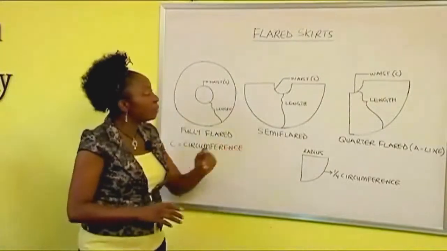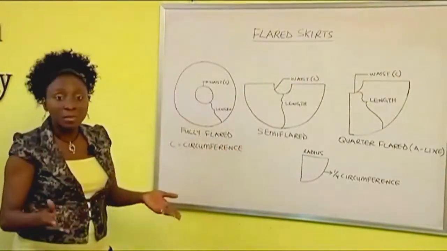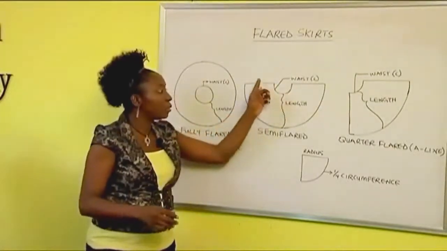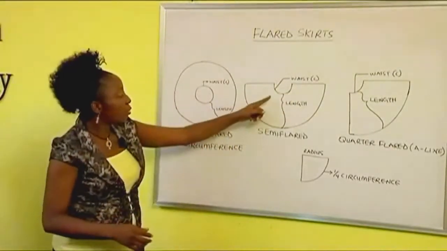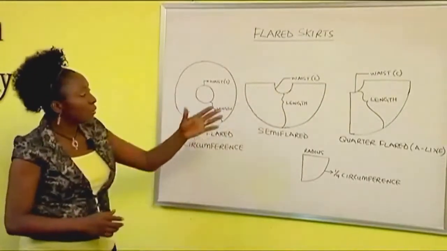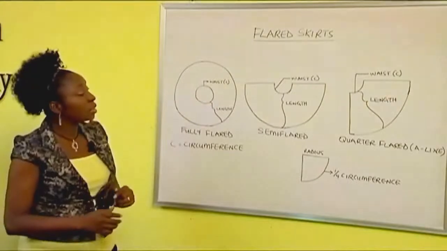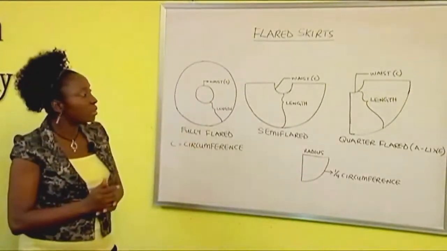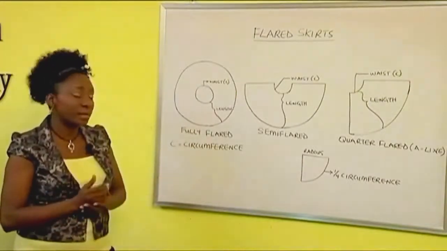Now if you look at the semi-flared skirt, you can see that it's a semicircle. We have the inner semicircle representing the waist, and the distance between the two semicircles gives you the length. The third one is a quarter circle. It's called the quarter flared skirt, also known as the A-line skirt.